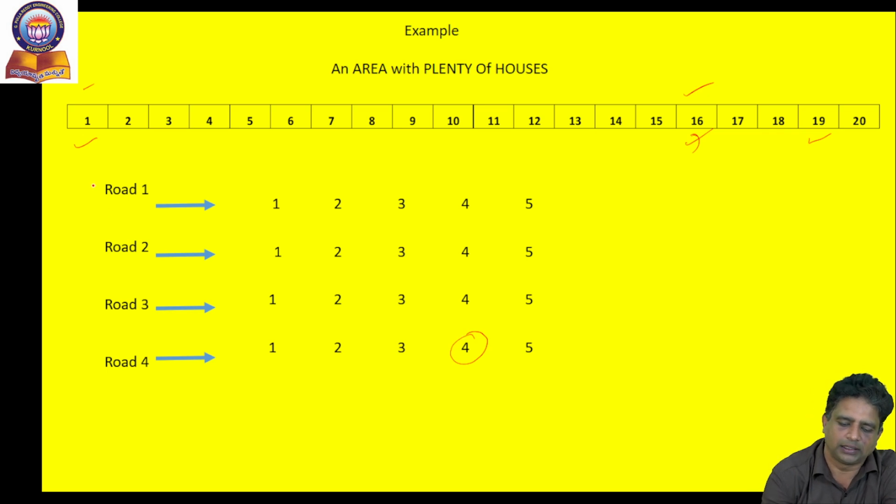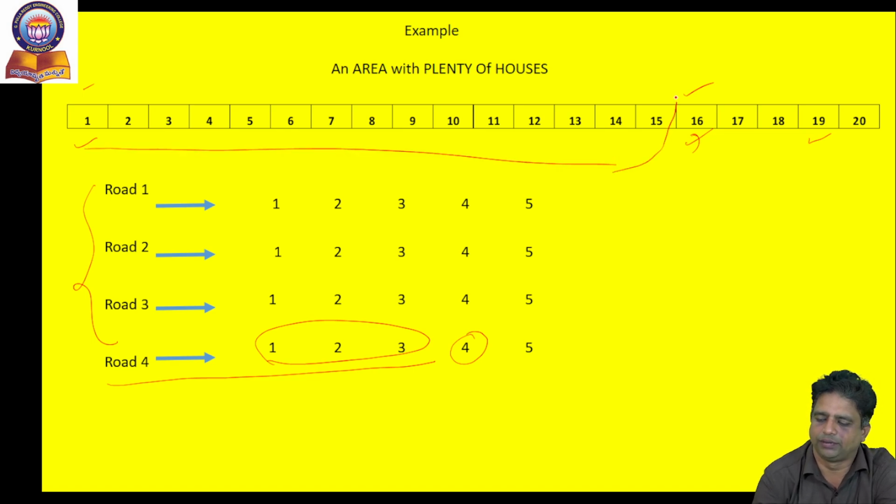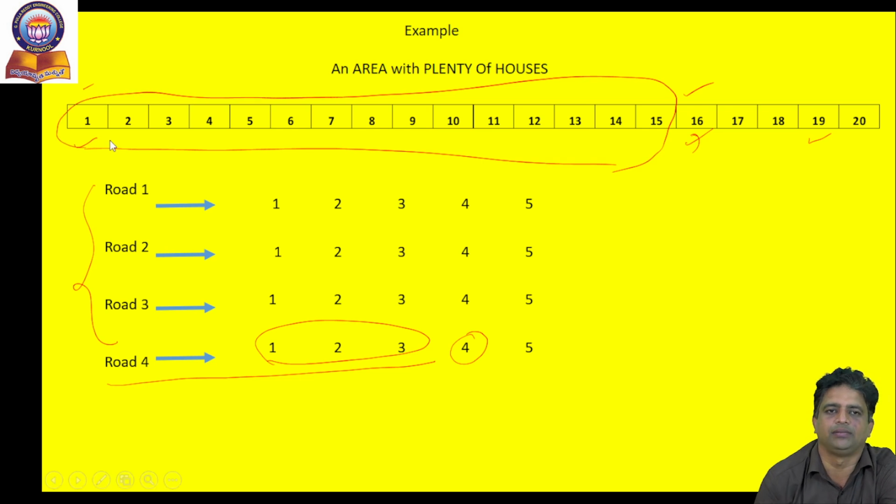So I need not check all these locations. I can skip first road, second road, third road. I can directly go to road number 4. I need to check only 3 houses. So I will save time for around 15 locations. So this time saving capacity is called arrangements.